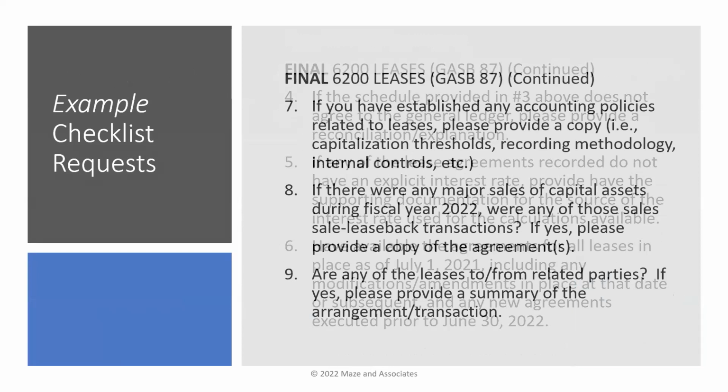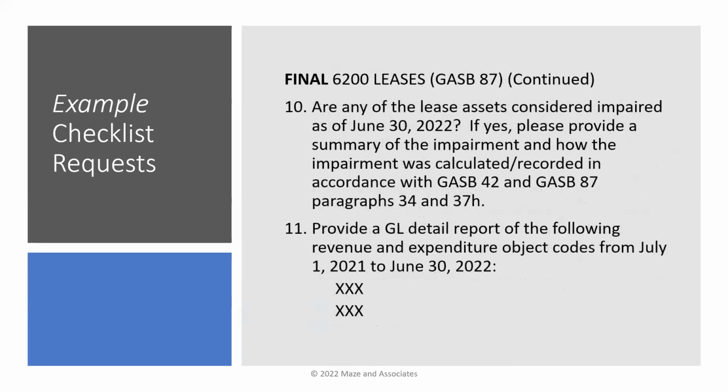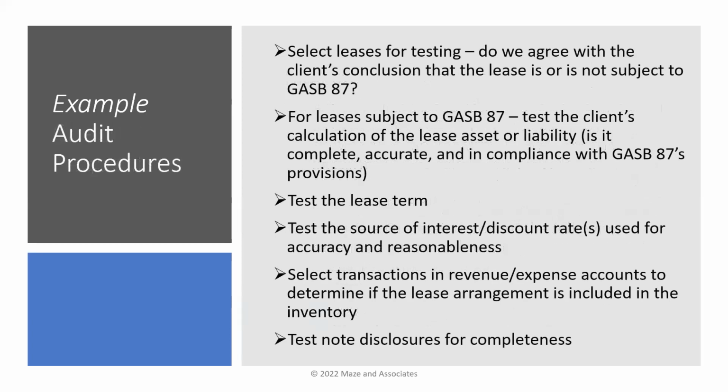Again, I'm skipping through these because I just wanted to provide them to you so you had an example of the interim and final checklist requests. And then audit procedures. The extent of audit procedures is going to vary from client to client, depending on the number of leases included in the inventory documentation and the volume of transactions. So in fiscal 22, the first year, our audit scope has to expand to cover this new audit area. We're going to subject your full inventory to testing, and we're going to test for things like, is the inventory complete? We're going to select those revenue and expenditure transactions and look at the lease agreement. Do we come to the same conclusion that you did, whether it's subject to or not subject to 87?